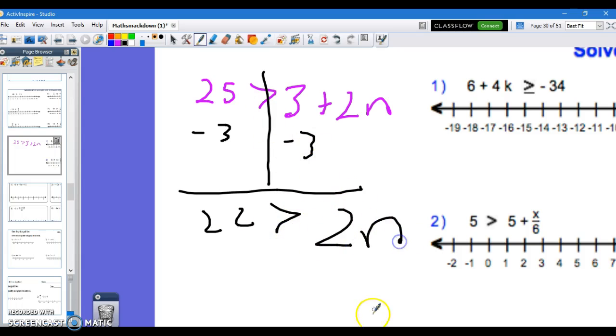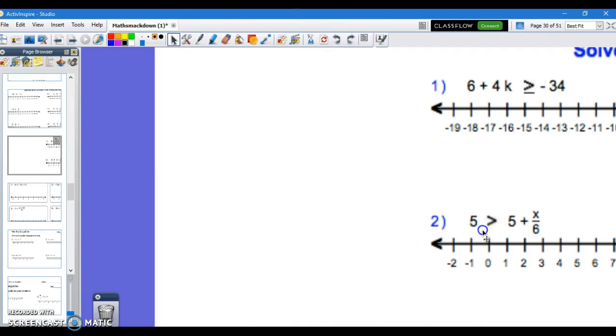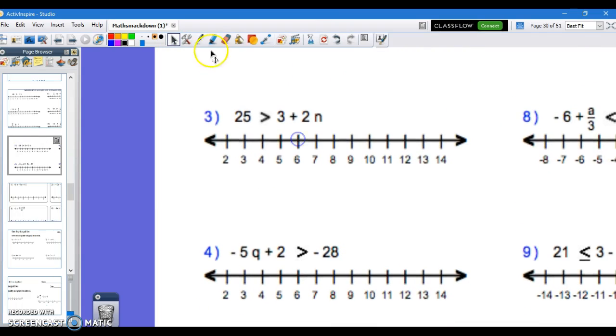I'll divide by 2 on both sides. Once I do that, 2 will go into 22 11 times. And greater than, that cancels out. So I have 11 is greater than n. And 11 is greater than n. Okay? Now if I did that too fast, please rewind, stop, pause, do whatever it is that you need to do.